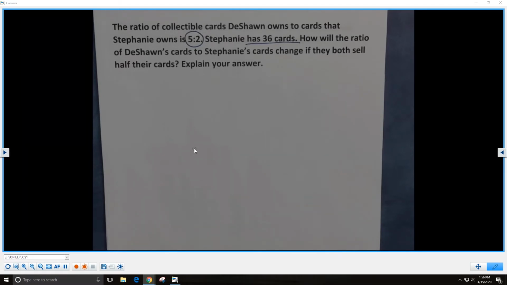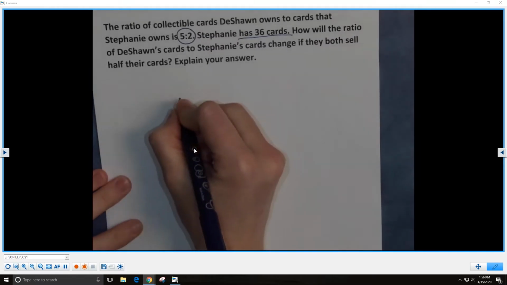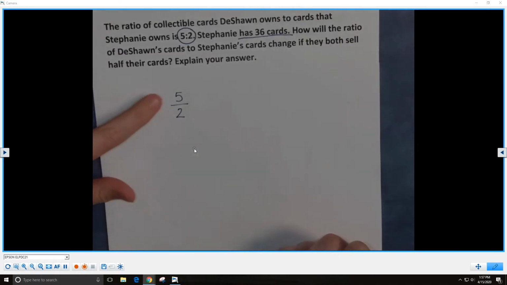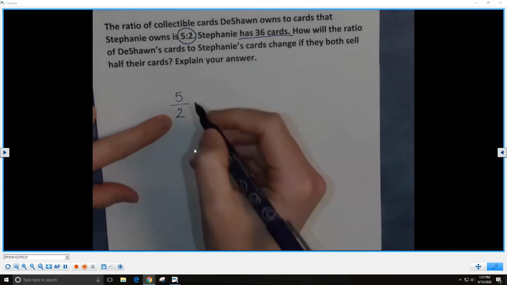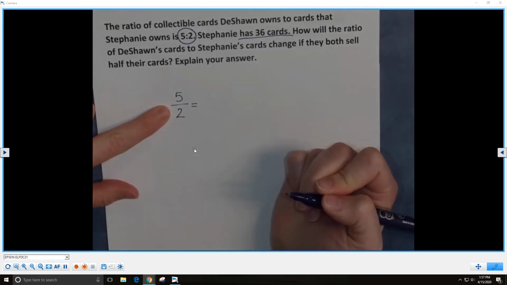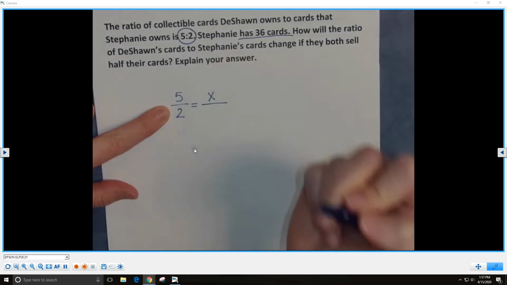Well, the ratio is very important in this problem. If the ratio is 5-2, then we are able to set up a proportional relationship. So if I have the proportion, or the ratio of 5-2, remember that is 5 cards that Deshawn owns for every 2 cards that Stephanie owns. So now, to set up our proportion, do we know how many cards Deshawn currently has? Right, we do not. So we're going to use a variable to represent that.